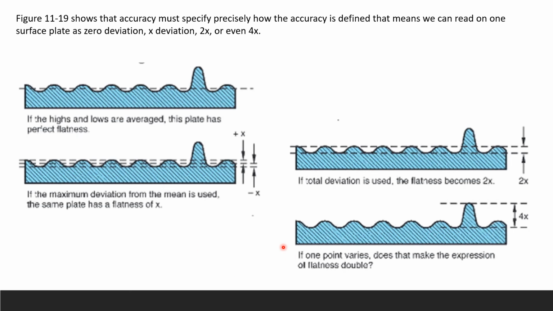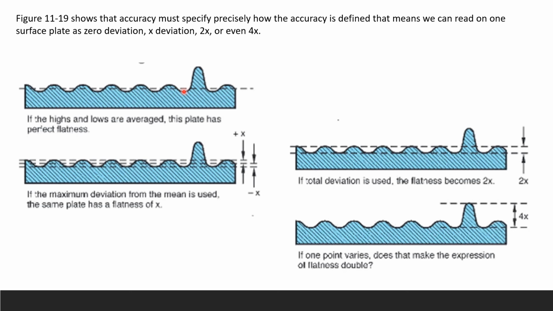So now we're going to get into figure 11.19. This picture is just showing you the accuracy. You must specify precisely how the accuracy is defined. That means we can read on one surface plate at 0 deviation, x deviation, 2x, or even 4x. So the deviation depends on how you define it.